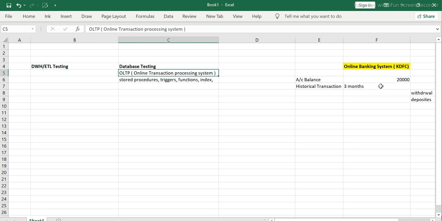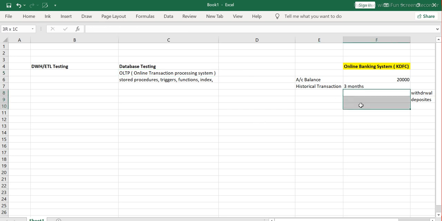So there will be a lot of operations or transactions happening throughout the day in the bank, and at the end of the day there will be an ETL job which will consolidate all this data from the bank's transactional system, and this will be loaded into the data warehouse, right? So this is how it happens normally.